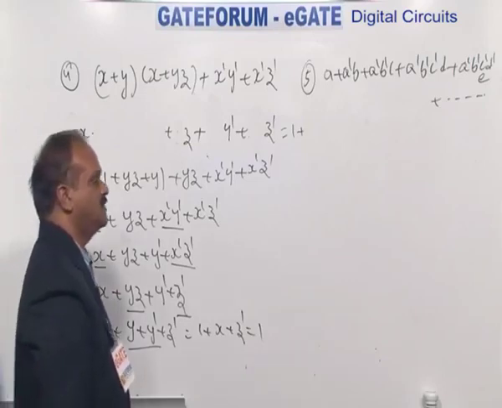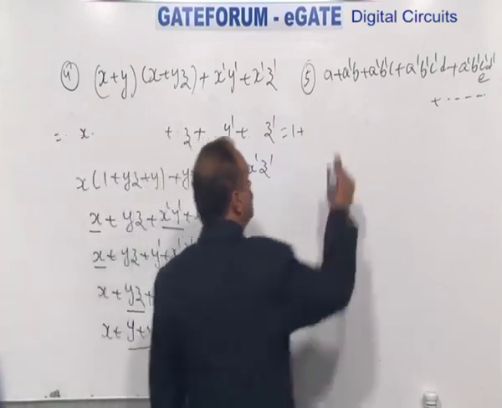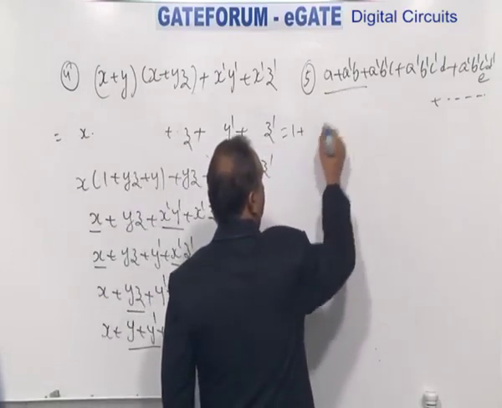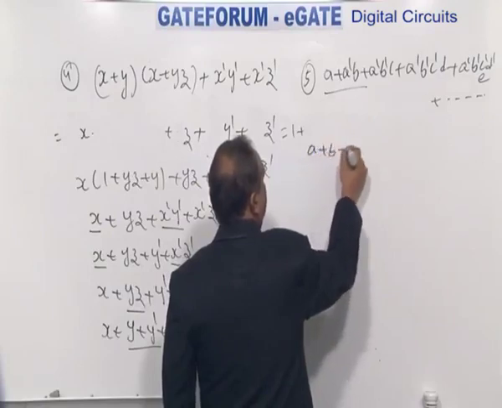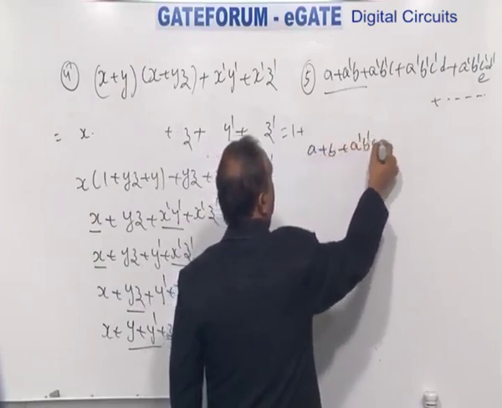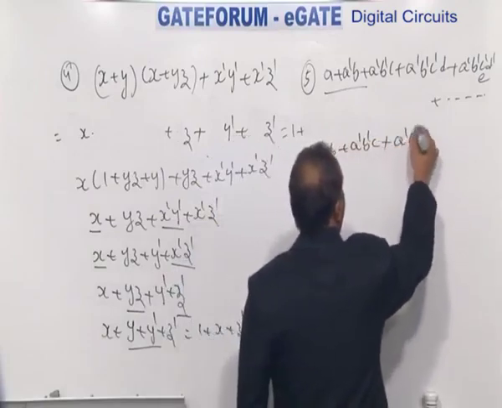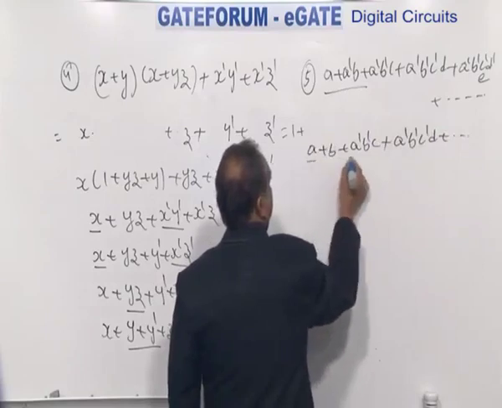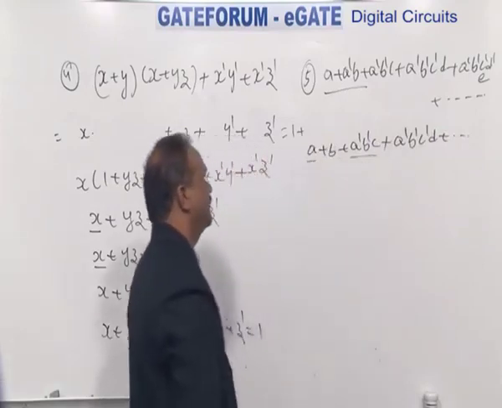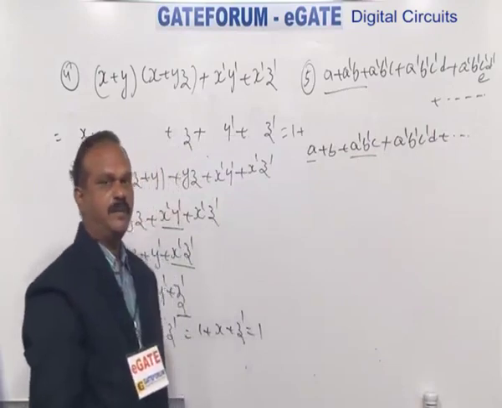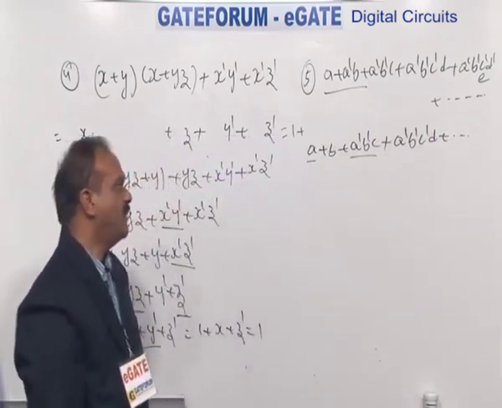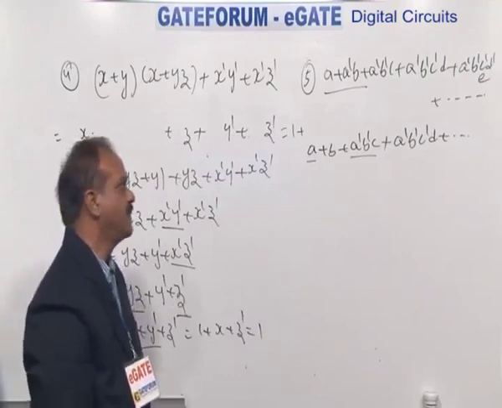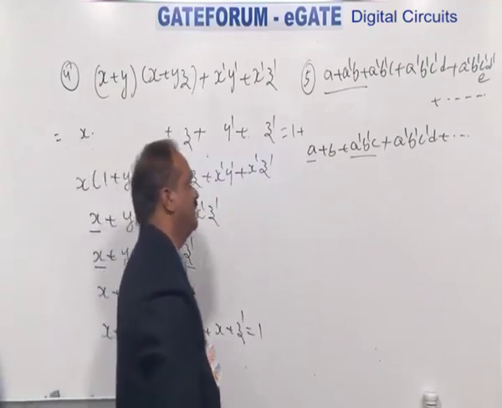Actually, this problem also can be solved using the direct method, but I will be explaining only the step-by-step method. So a plus a bar b, you can write a plus b, a bar b bar c, plus a bar b bar c bar d, and so on. And in the first and third terms, it is in the form of a plus a bar b, where b is equal to b bar c.